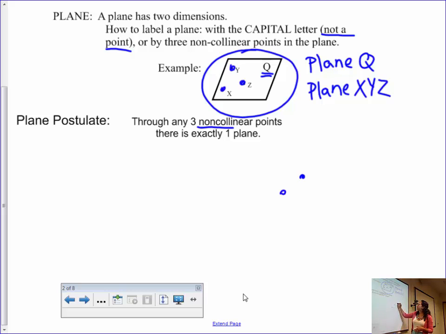So this right here, not going to make me a plane because they are what? They are collinear. This is a straight line. But if I add another guy right here, these 2 points and this guy, non-collinear, I can make a plane. And I do have 3 non-collinear points, and I can make a plane over here.